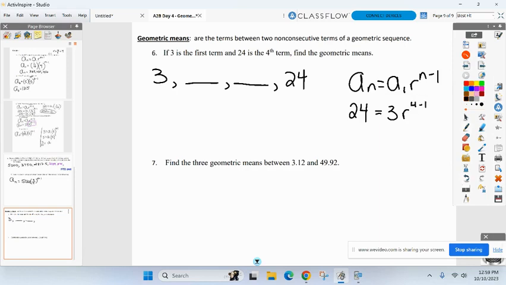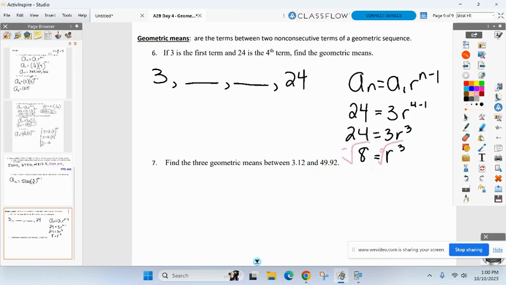Okay, stay with me here because I want to make sure you got this algebra down pat. Now, 24 equals 3r to the third. What's your next move? Divide by 3, yep. And maybe you did this in Algebra 2 last year, I don't know. If that was a square, you tell me to take the square root. But it's a cube, so you take the cube root.